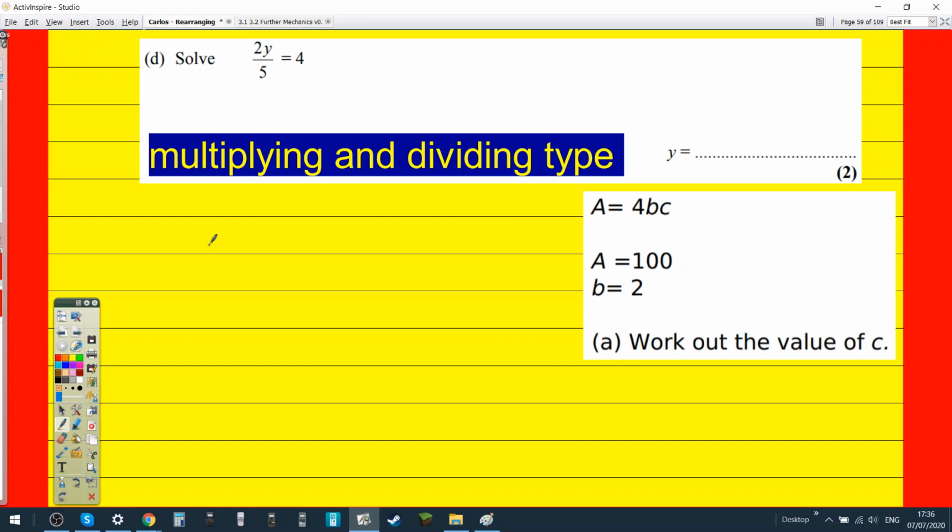Wait, do you have to multiply by the top and divide by the bottom? You have to do the opposite when you're solving. So this is like times 2 and divide by 5. So you have to do times 5 to both sides, divide by 2 both sides.